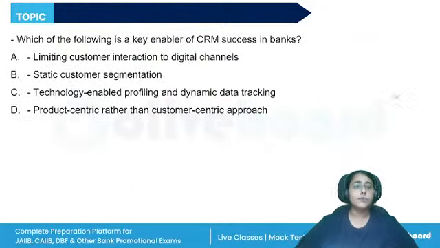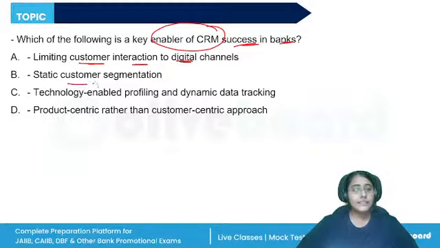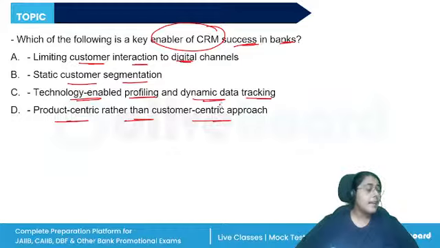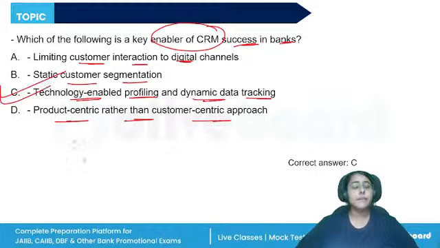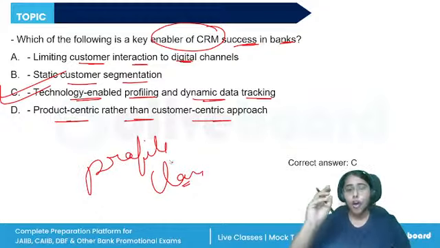Now let us answer some questions. Which of the following is a key enabler of CRM success in banks? Limiting the customer interaction to digital channel, static customer segmentation, technology enabled profiling and dynamic data tracking, product centric rather than customer centric approach. No. CRM is customer centric approach and it uses technology. We create the profiles of the customer, we classify them on the basis of their demands and requirements, and then we offer them the products.